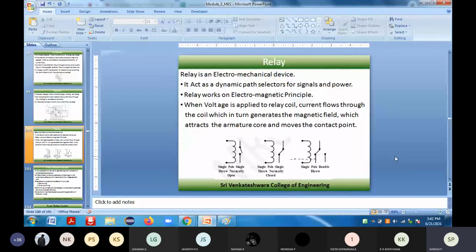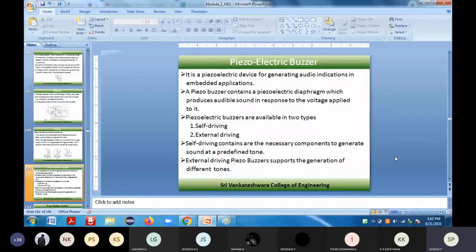So next is the piezoelectric buzzer. All of you know the buzzer. It's an output device. It's a piezoelectric device for generating audio indications in embedded applications. It contains a piezoelectric diaphragm which produces audible sound.